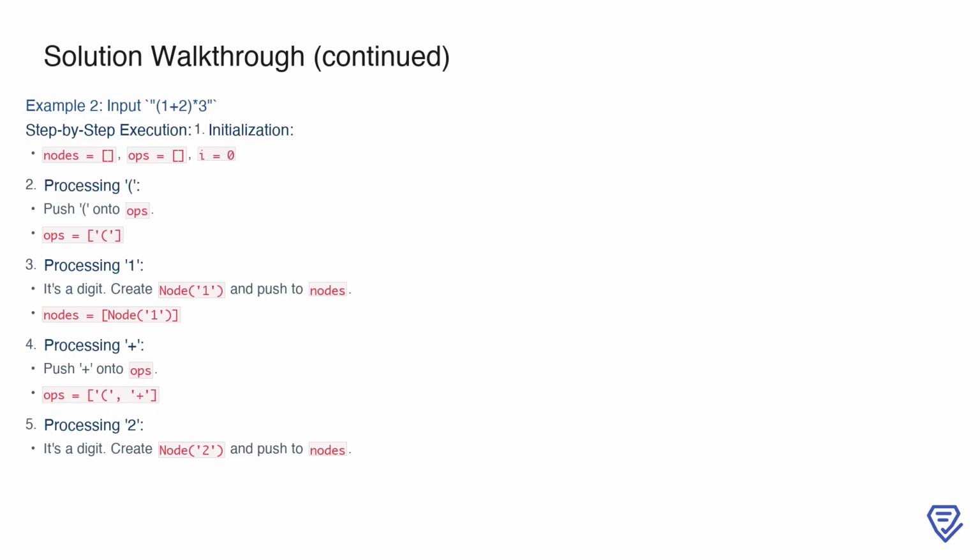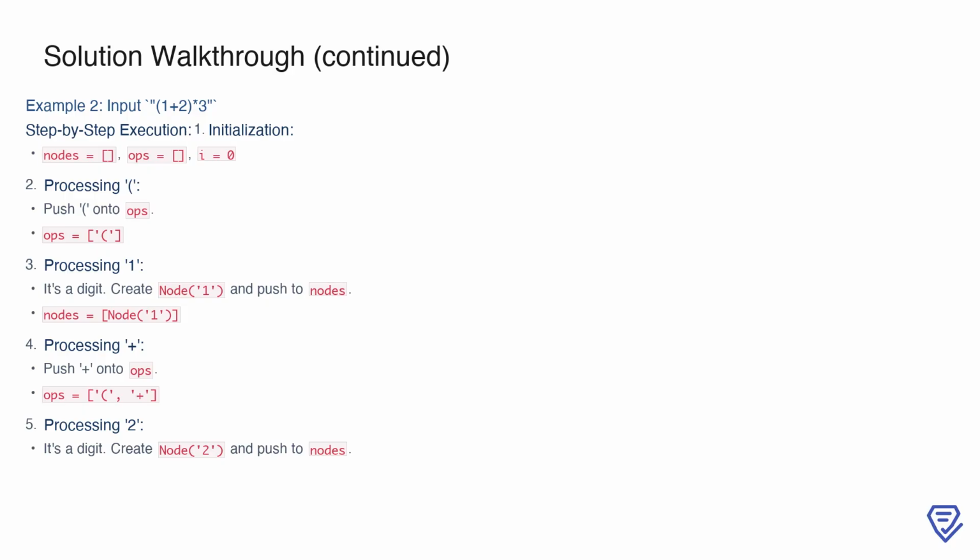Now, let's look at the second example, where the input is open parenthesis 1 plus 2 close parenthesis times 3. We begin by initializing the nodes and ops stacks, both empty, and set the index i to 0. The first character is an opening parenthesis, so we push it onto the ops stack to mark the beginning of a sub-expression. Next, we process the digit 1. We create a node for 1 and push it onto the node stack. The following character is plus, so we push it onto the ops stack.